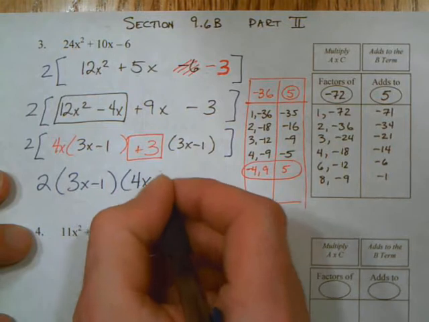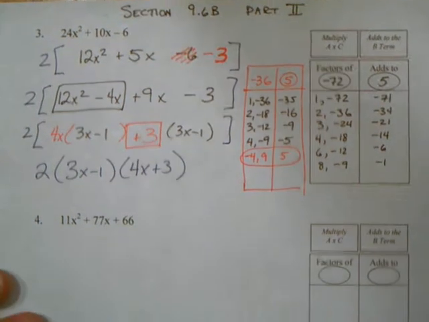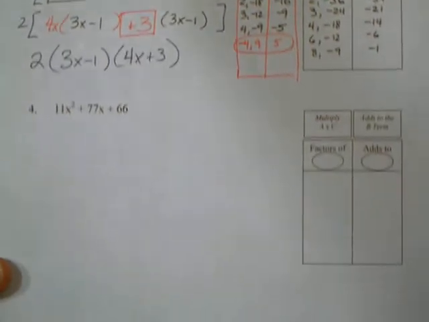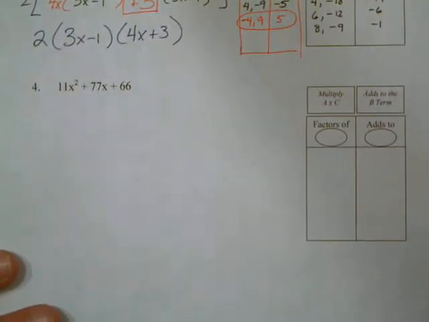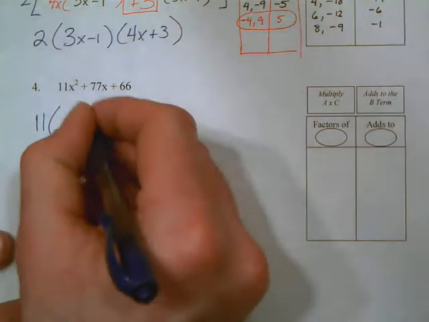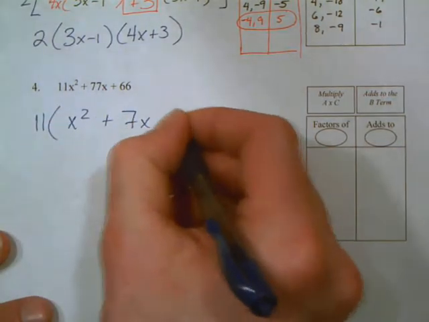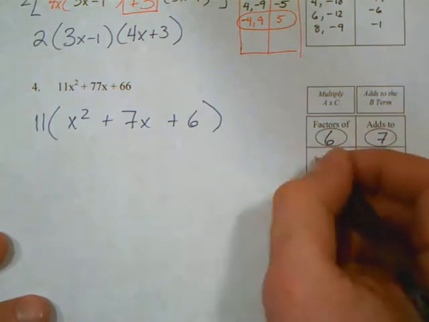We think to ourselves what goes in the middle. Negative 3 divided by negative 1 is positive 3. So let's write down our answer. 2, 3x minus 1, and 4x plus 3. There we go.